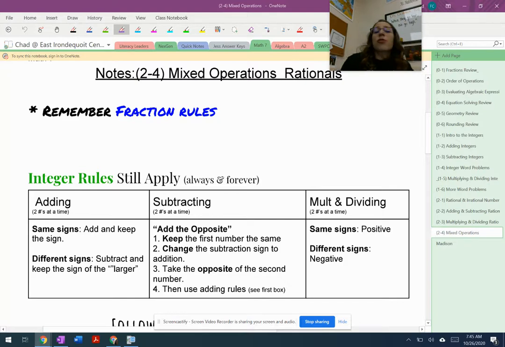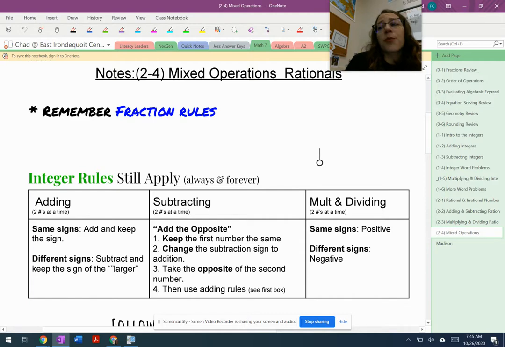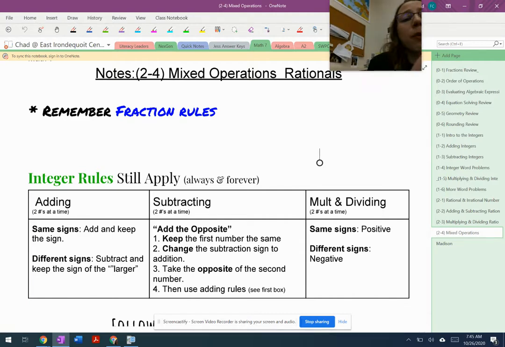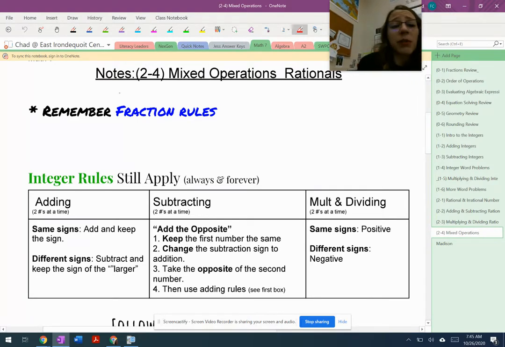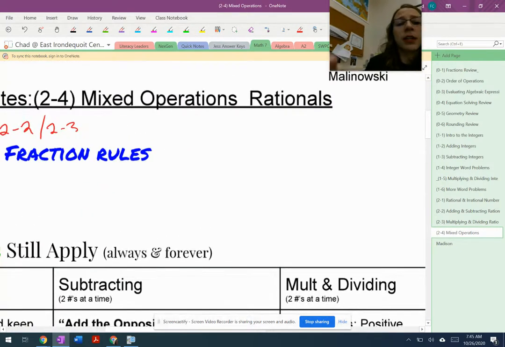So this is notes for 2-4, Unit 2, Lesson 4, Mixed Operations with Rationals. The first little bullet point we're going to talk about here is that you need to remember your fraction rules. Those fraction rules can be found in the previous lessons, the 2-2 and 2-3 notes, if you need a review. But just in case, we're going to talk about them briefly here. So first fraction rule, our common denominators.